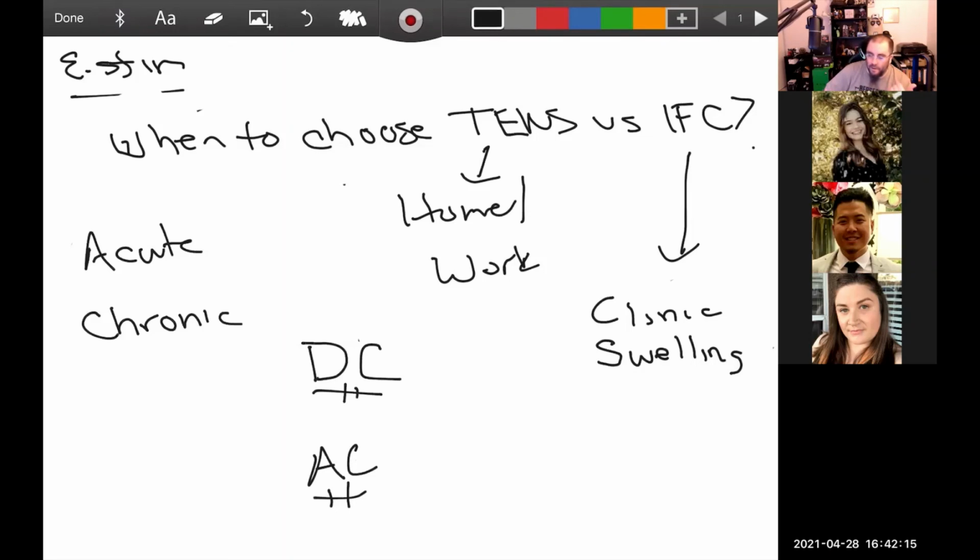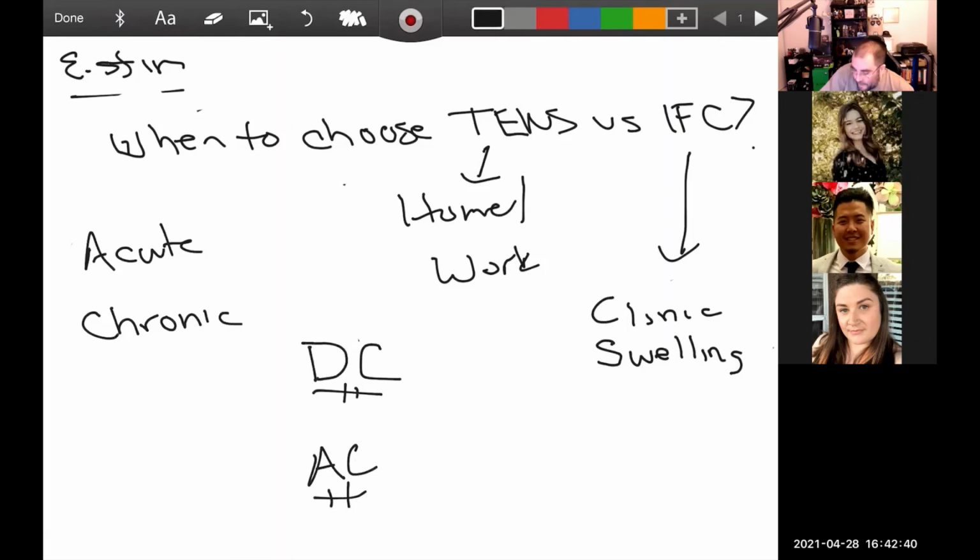So TENS, or not TENS, IFC, Russian, high volt. Now you'll get funny: some of the machines will have a direct current hookup on the machine. That's converting alternating current back to direct current. It's kind of wild. Let me see if there was something else, I thought there was something else.